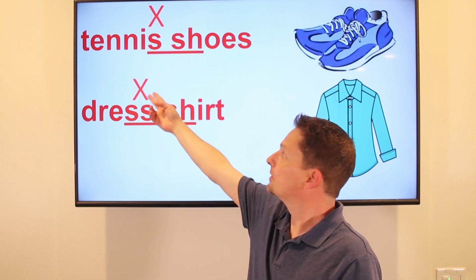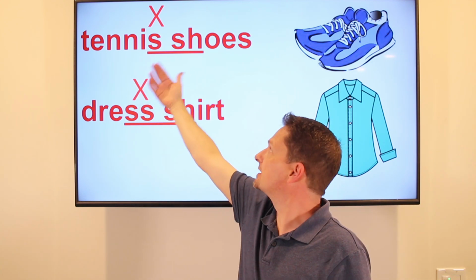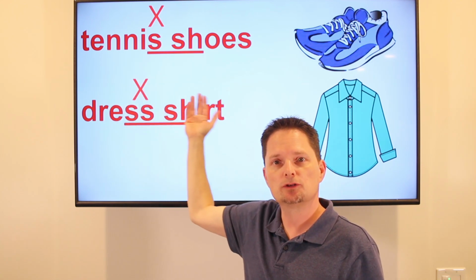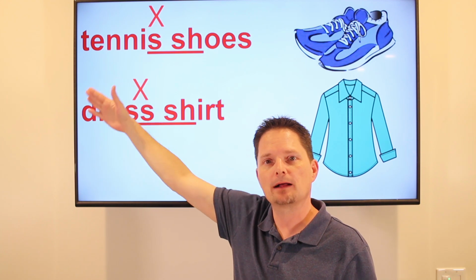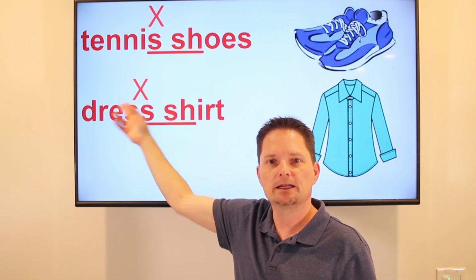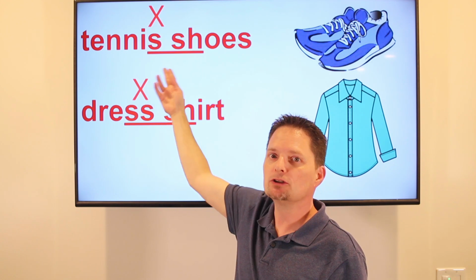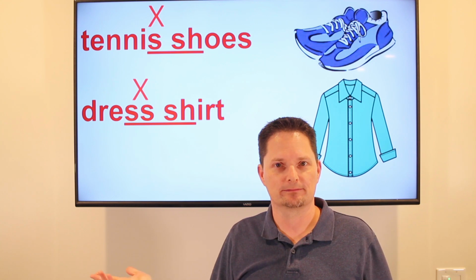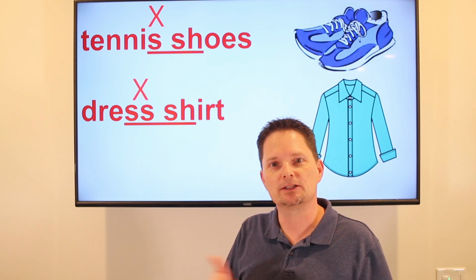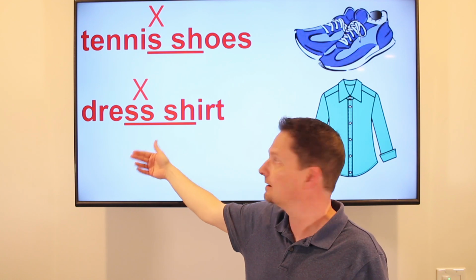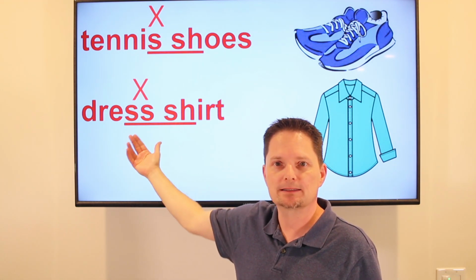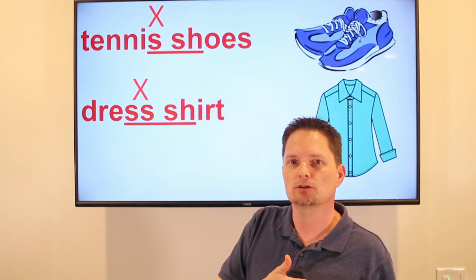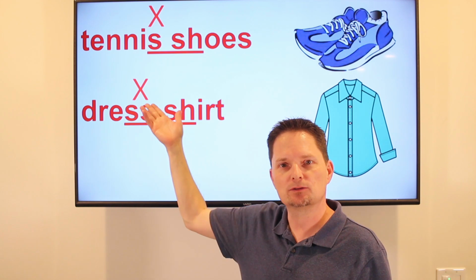With these words, you have two words. This one ends with an S, s, tennis, shoes. If you separate tennis, shoes, you hear the S. But if you pronounce it together, you link the words, tennis shoes. You don't hear the S. So S before SH, you don't hear if you link the words together. Same thing here. S before SH, you don't hear the S. Dress shirt. We don't say dress shirt. We say dress shirt. Dress shirt and tennis shoes.